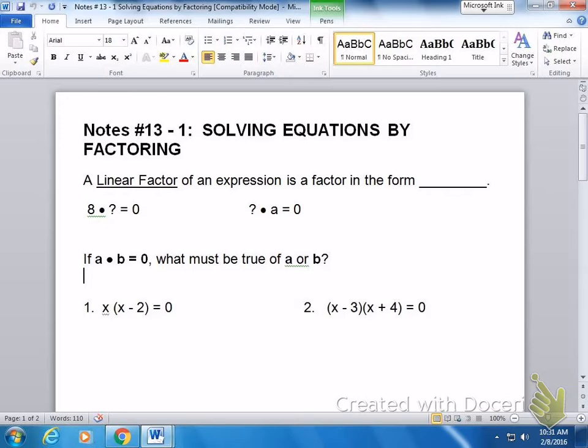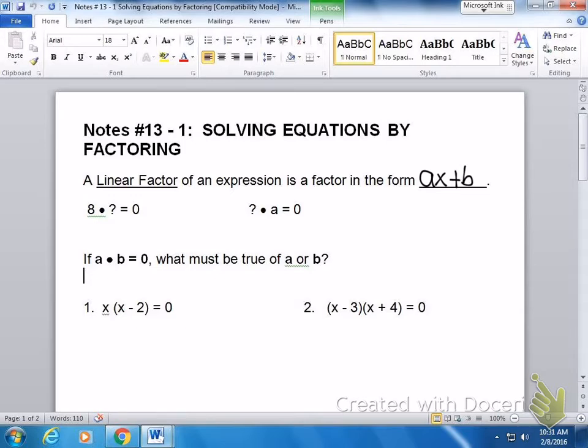A linear factor of an expression is a factor in the form ax plus b, which is what all of our factors have looked like when we factored all our trinomials. We always have something times x plus 4 or 6x minus 3. Now, if we look at the next two problems, it's pretty obvious what the answers are.